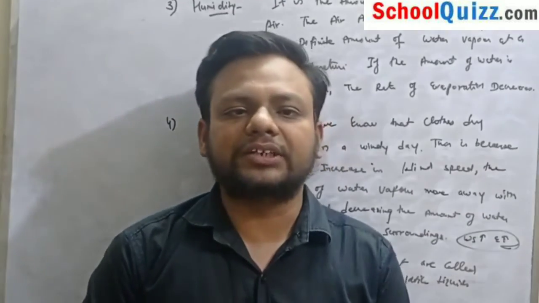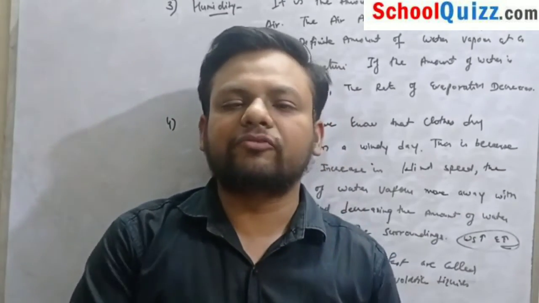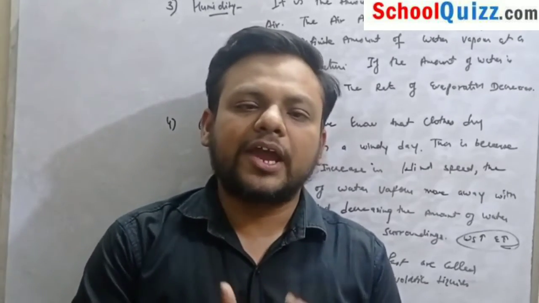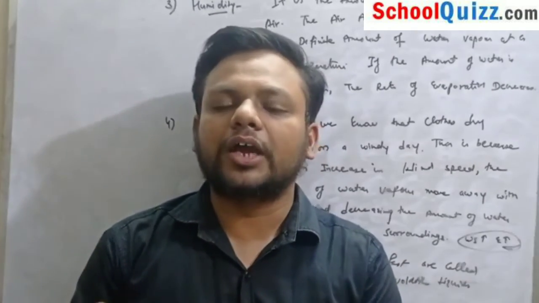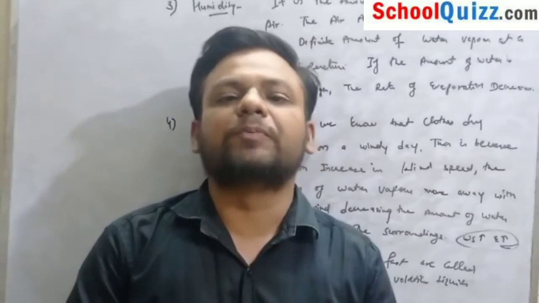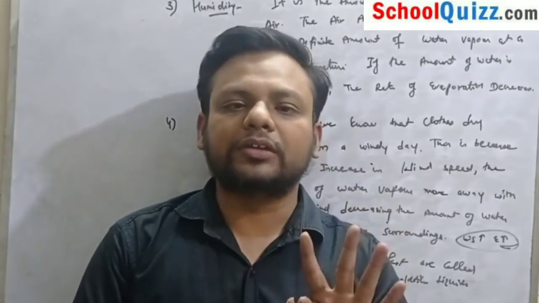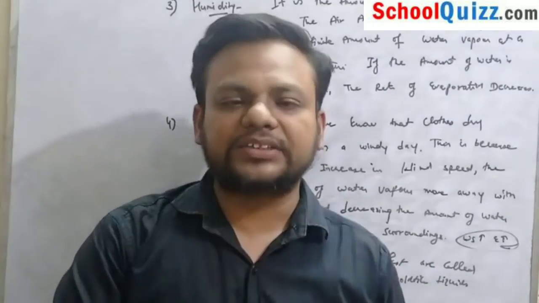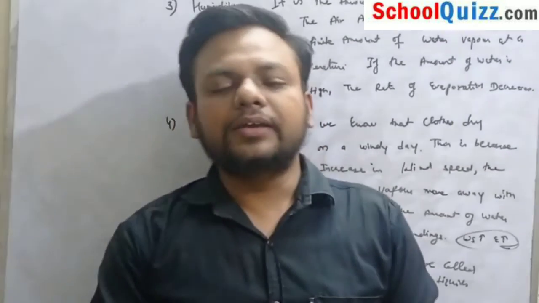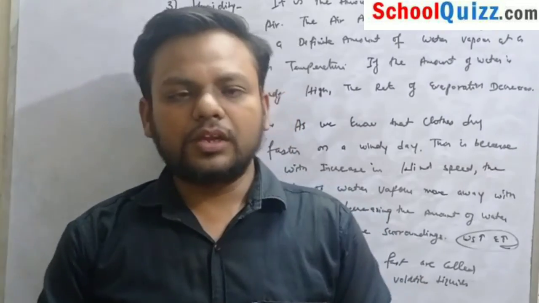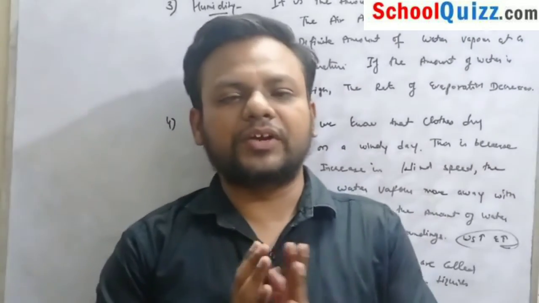So today we have discussed evaporation and its factors. What is evaporation? It is a surface phenomenon. It is the conversion of liquid into the vapor state at any temperature below its boiling point. And we have discussed its four major factors: temperature, wind speed, humidity, and surface area.